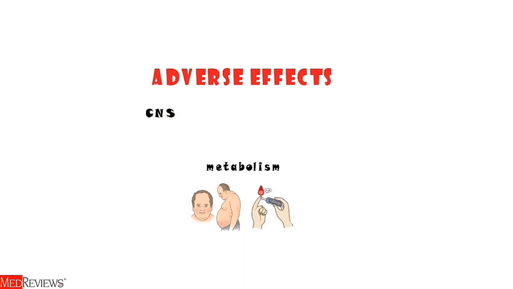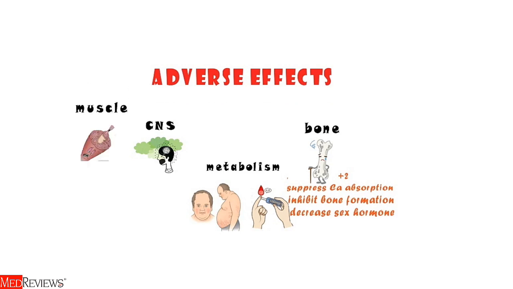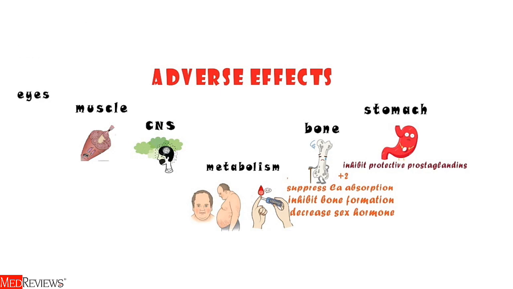Effects on CNS: they cause neuropsychiatric symptoms. On bone they cause osteoporosis due to the ability of glucocorticoids to suppress calcium absorption, inhibit bone formation and decrease sex hormone synthesis. On muscles, myopathy and muscle weakness. Stomach, peptic ulcers, as glucocorticoids inhibit the protective prostaglandins in the stomach. On eyes they cause cataract and glaucoma. Also they cause growth suppression and hypertension.